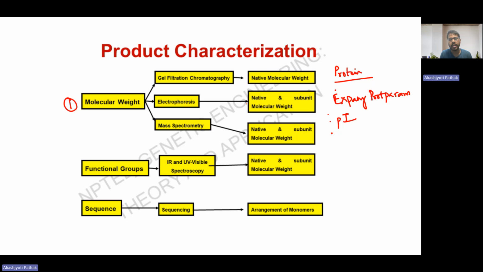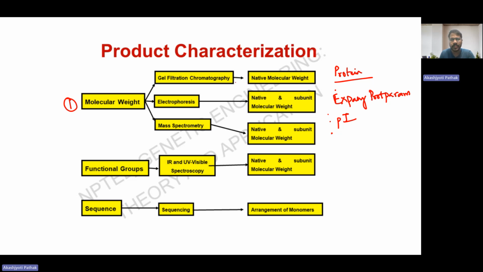Now you have an idea of what the molecular weight of your protein is. Now you want to characterize and understand the protein which you have purified, your purified sample. You want to know whether your purified sample has the intended protein of interest. So you can do a gel filtration chromatography.